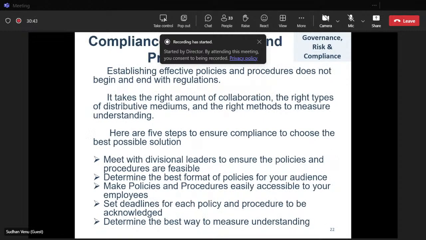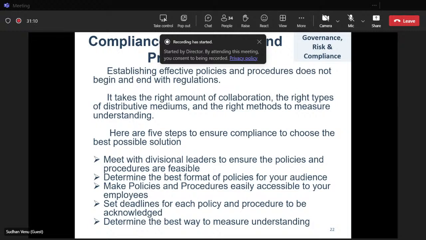In this compliance function, for all the functionality, we have policies and procedures. Maintaining effective policies and procedures does not begin and end with the regulations. It takes the right amount of collaboration with all types of distribution media and the right method to measure understanding.